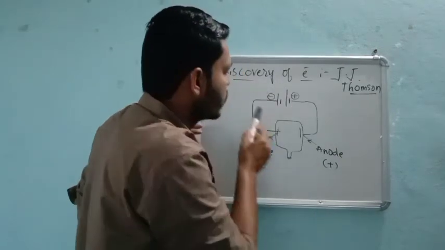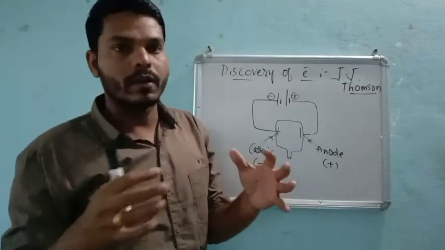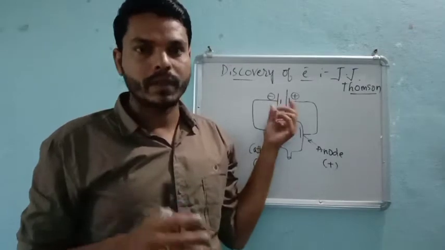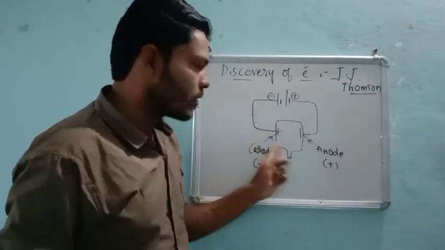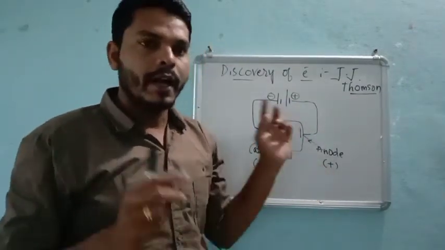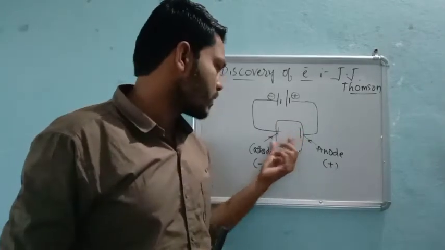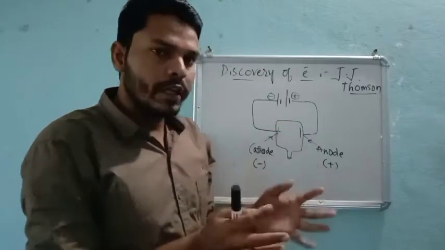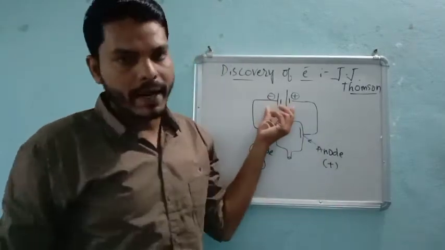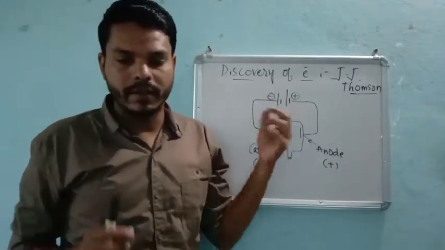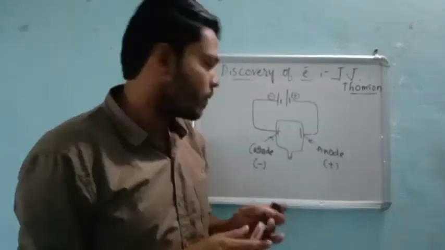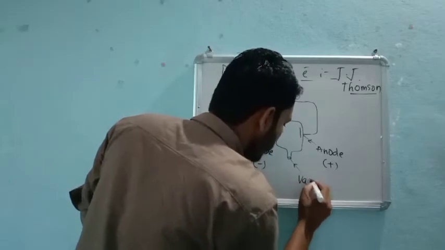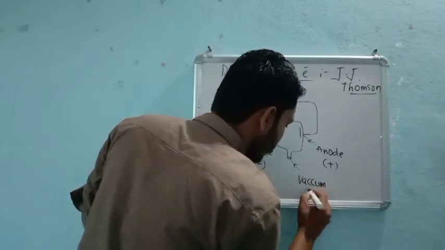I repeat, this is a long glass tube. At the ends we have two electrodes, the cathode as well as the anode, and the whole thing is connected with the battery. This discharge tube has a vacuum pump. What is the main role of this vacuum pump? I will explain.